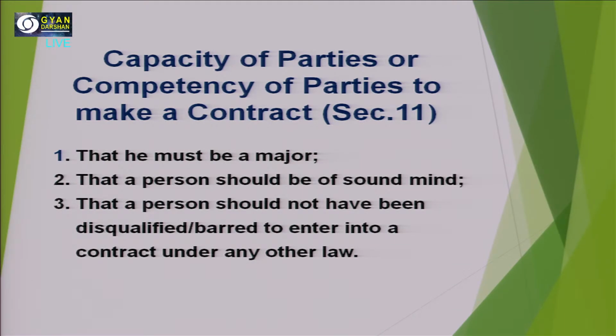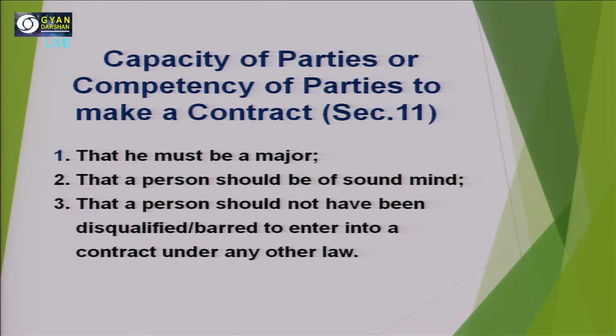So now the next point is related to the capacity to contract. There are mainly three conditions. Firstly, the persons entering into a contract must be major, that is 18 years of age or above. A contract with a minor is a void contract under the Contract Act. There are certain situations where the minor's property can be made subject to the expenses which the other person has incurred, but generally the contract is between two adults.